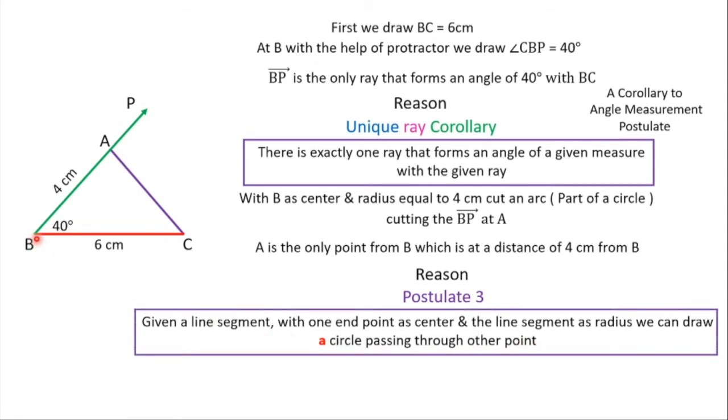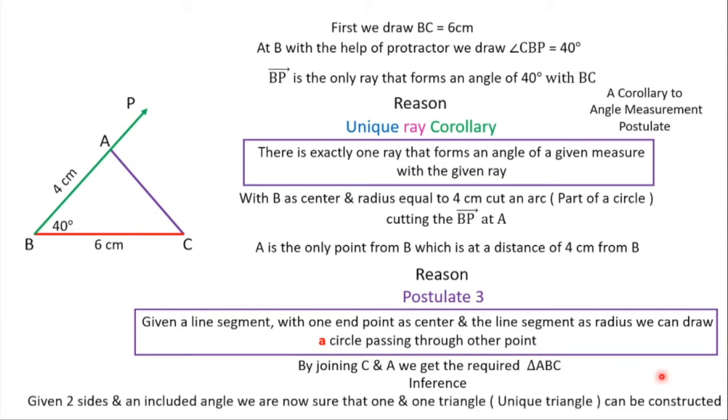So with B as center and 4 centimeters as radius, if you cut this ray BP, it is going to cut at only one point, because with BP as radius, we can draw only one circle as per postulate number 3. Once we have done this, we can join C and A to get the required triangle ABC. So what is the inference? The inference is, given two sides and an included angle, we are very sure that one and only one triangle can be obtained. In such a case, we call it a unique triangle.